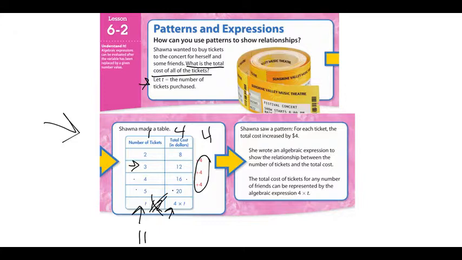And then if I said 11, then I would take 4 times T, the number of tickets. In this case, it's 11. So that's why I'm going to put 11 here instead of T. Okay, and that would equal $44. Like I said, put any number in there and try it and see what you get and multiply it by 4 to find out the cost.